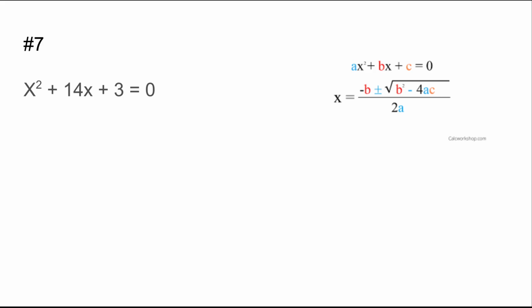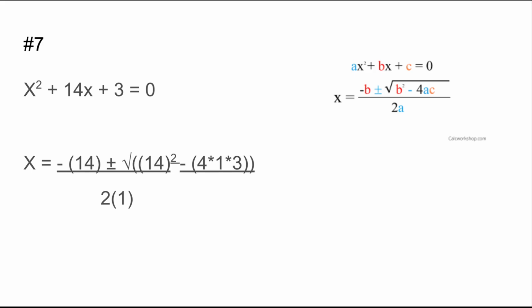Number 7. We are having negative 14 plus the square root of 14 squared minus 4 times 1 times 3, divided by 2, equals 2.59.